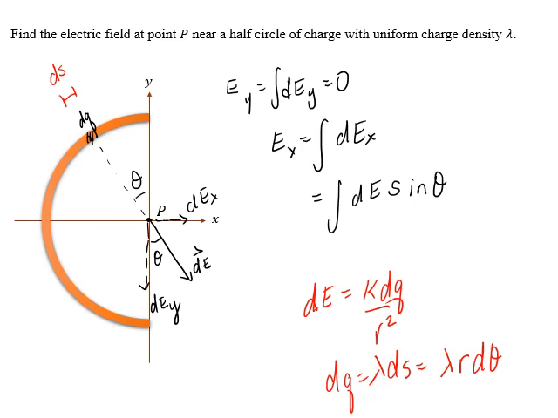Okay, you've got to put this in for your dq, this in for your dE, and do your integrals over the limits of theta. Your theta goes from one end of the rod, that's when theta equals 0, to the other end of the rod, that's where theta equals pi. And when you do all that work, what you should get for your final answer is that the electric field vector is equal to 2 times k times lambda divided by r in the plus x direction.